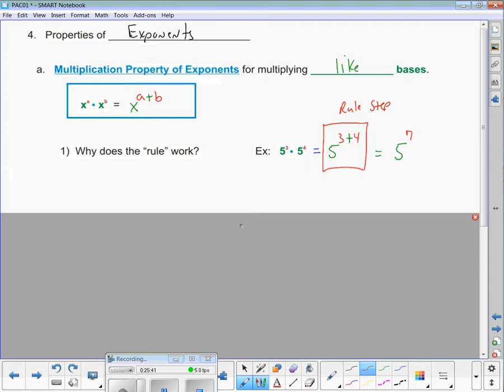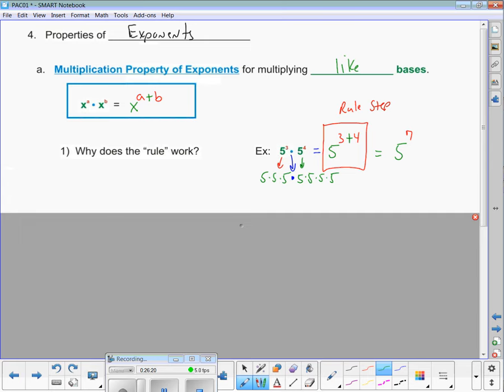Now, let me show you what the rule does. The rule is a time saver. So underneath, I'm going to do it the long way. What is 5 cubed? 5 times 5 times 5. Do you agree that this 5 cubed is 5 times 5 times 5? I hope you do. Let's now take the 5 to the 4th, right? Because now we got to multiply it. There's my blue raised dot, right? And now we got to multiply it times 4 times, right? 1, 2, 3, 4.